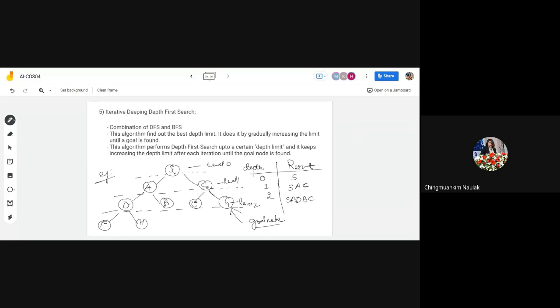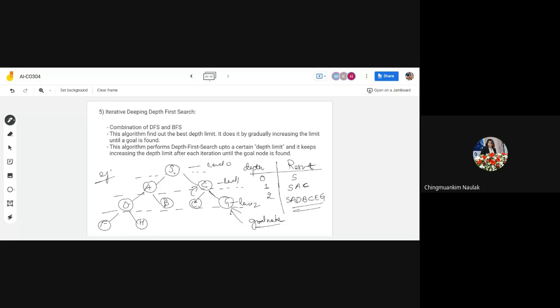You have C, and then C has unexplored, unvisited adjacent nodes E and G, but this is depth first search, so you will go only for one at a time. You write E, and after that E, at level 2 you don't have any other adjacent nodes of E, right? So you will go back to C and explore for C. You have G, and G is the goal node, so you stop here. Fine, G is found, the goal node is found, so you stop there.